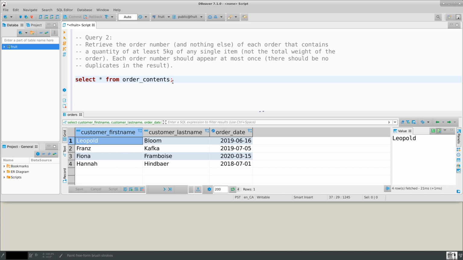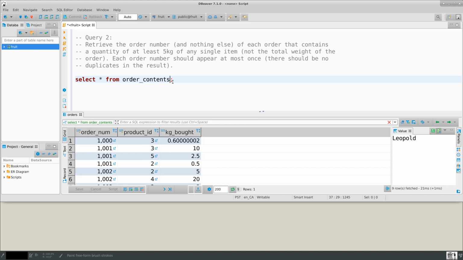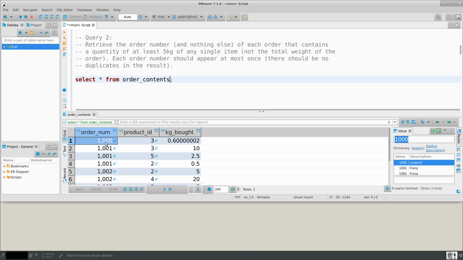And DBeaver is helpfully trying to autocomplete, but it's doing it with a font that's almost impossible to read. Okay, there we go. So there's my order contents table, and I notice that, yep, it has order numbers, and yep, it has kilograms bought. And that's all I need for this query. I need to know how much of each thing I bought.